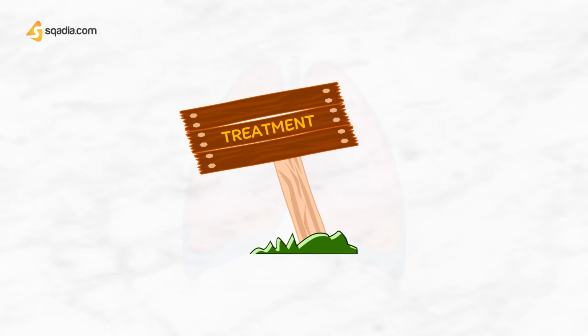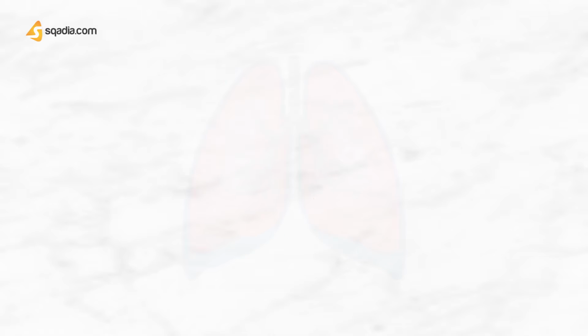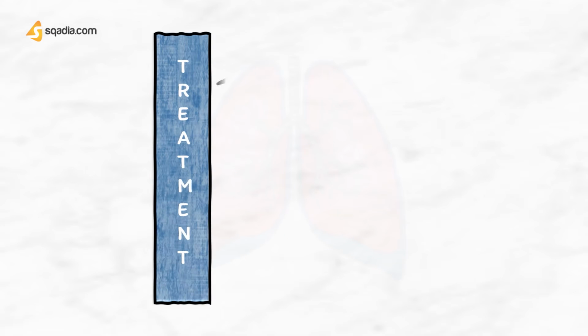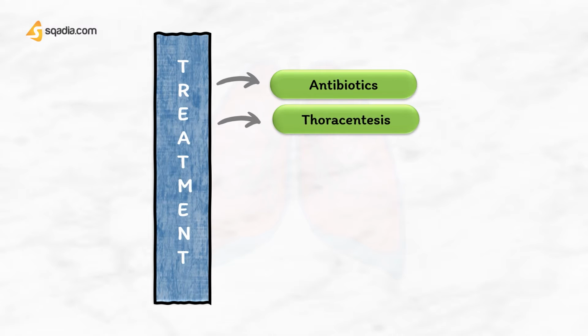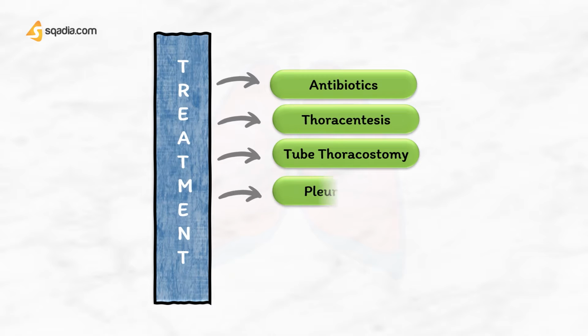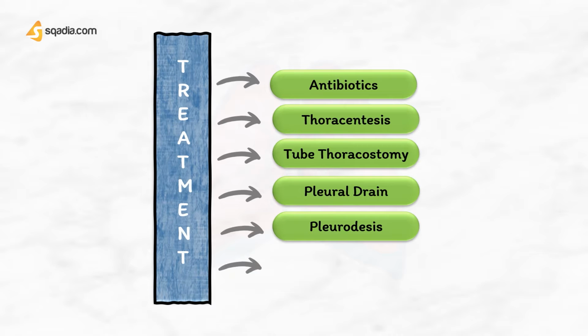Let's dive into the details of possible treatment strategies depending upon the cause of pleural effusion, which include antibiotics, thoracentesis, tube thoracostomy, pleural drain, pleurodesis, and pleural decortication. Let's learn about them one by one.